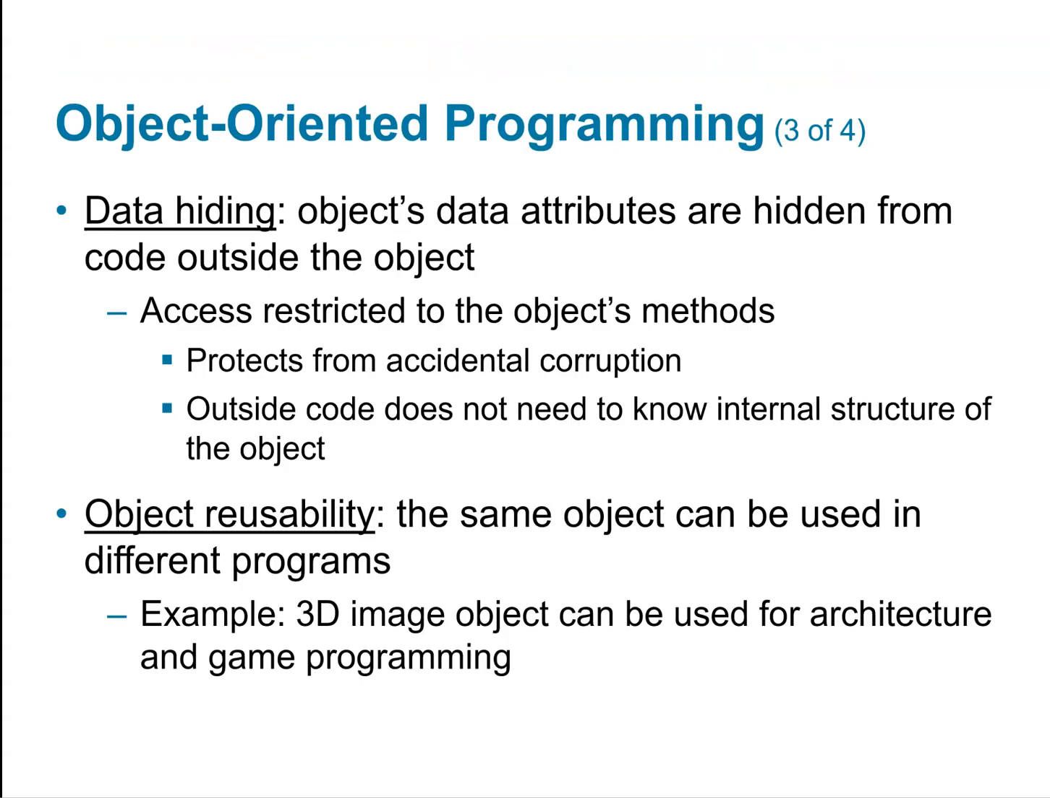Data hiding is the idea that an object's data attributes are hidden from code outside the object. Access is restricted to the object's methods. This prevents accidental corruption. Outside code doesn't need to know the internal structure of the object.